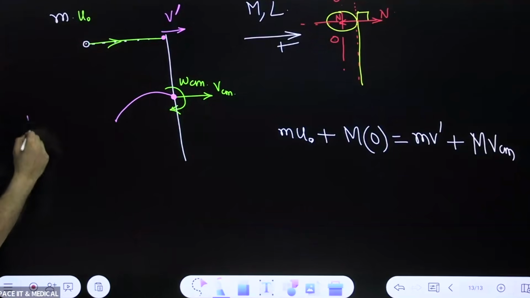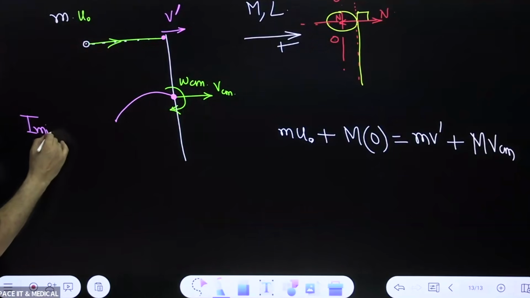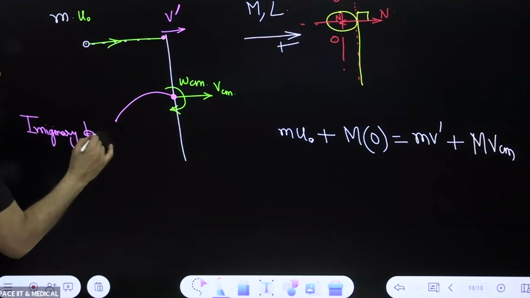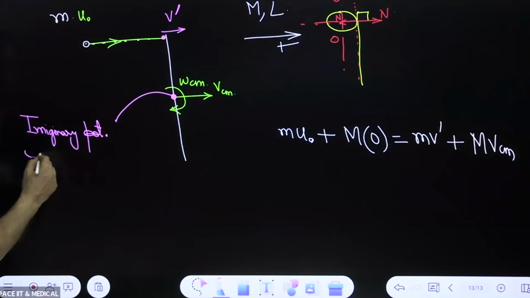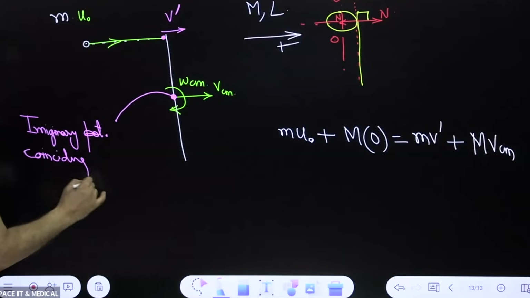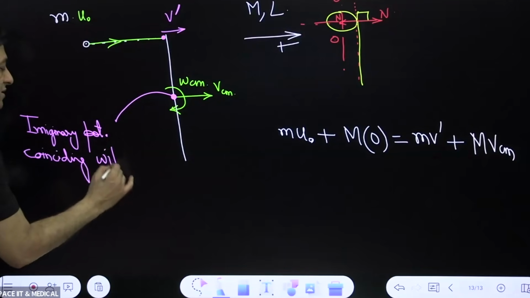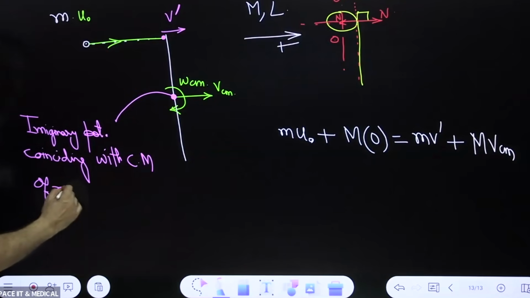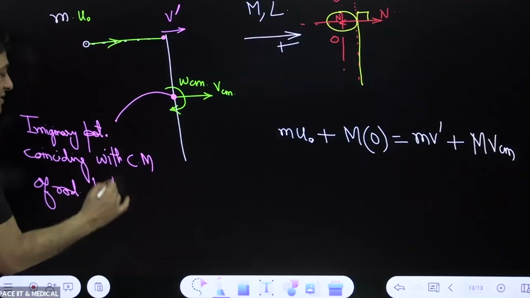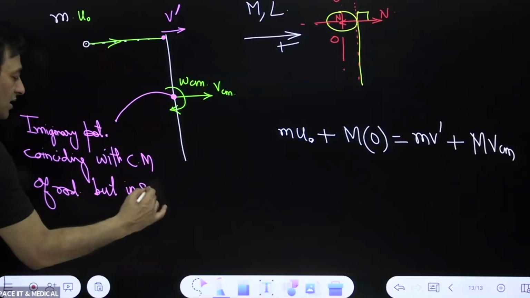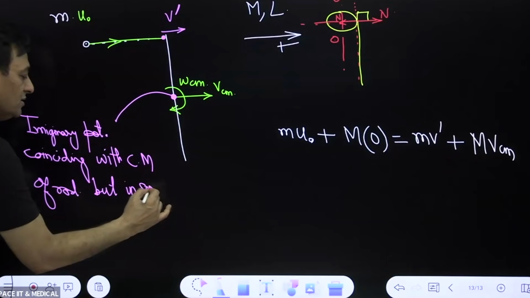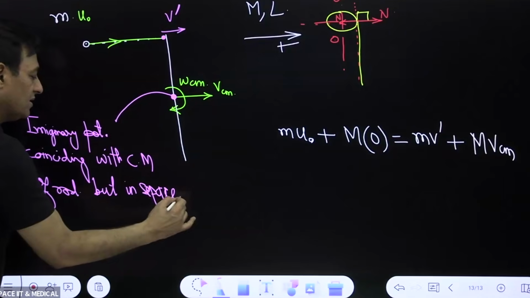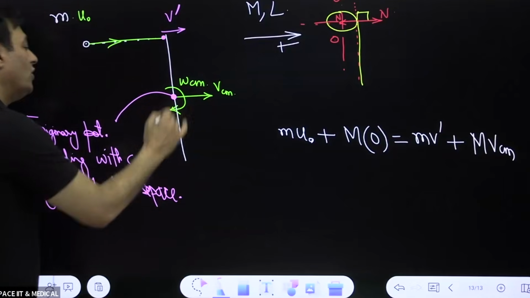Please note it down. Why am I insisting on this? You will understand. Imaginary point coinciding with center of mass of rod, but in space. It is in space. It is not attached to the rod.